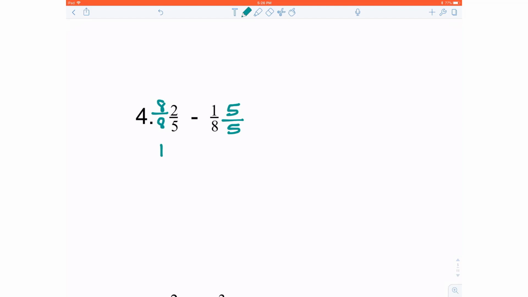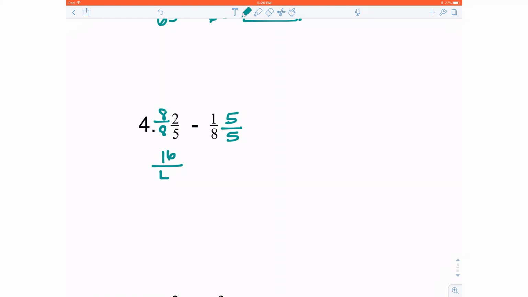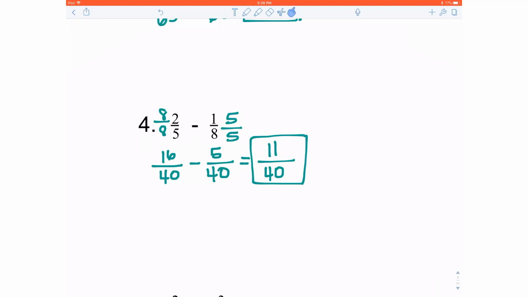8 times 2 is 16 over 8 times 5 is 40, minus 1 times 5 is 5 and 8 times 5 is 40. So now we're going to keep the denominator the same and we're going to subtract the numerator. The numerator is 16 minus 5, which gives us 11 over 40. 11 is a prime number, which means it cannot be divided by any number aside from 1 and itself. So we cannot simplify this any further. Therefore, our final answer is 11 over 40.